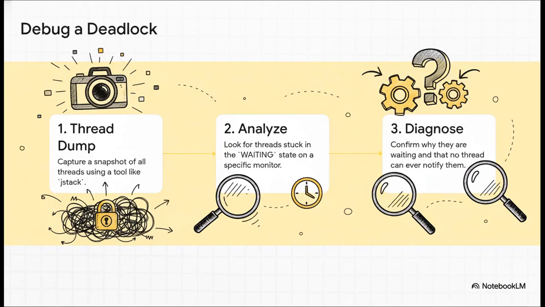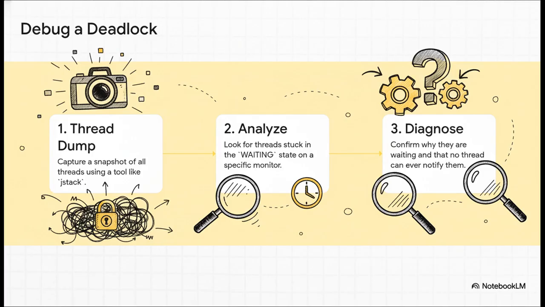And this is where you really show your senior level thinking. You don't panic, you don't guess, you have a process. Step 1, you capture a thread dump. It's basically a snapshot of what every single thread is doing at that exact moment in time. Step 2, you comb through that dump, looking for any threads that are stuck in the waiting state.